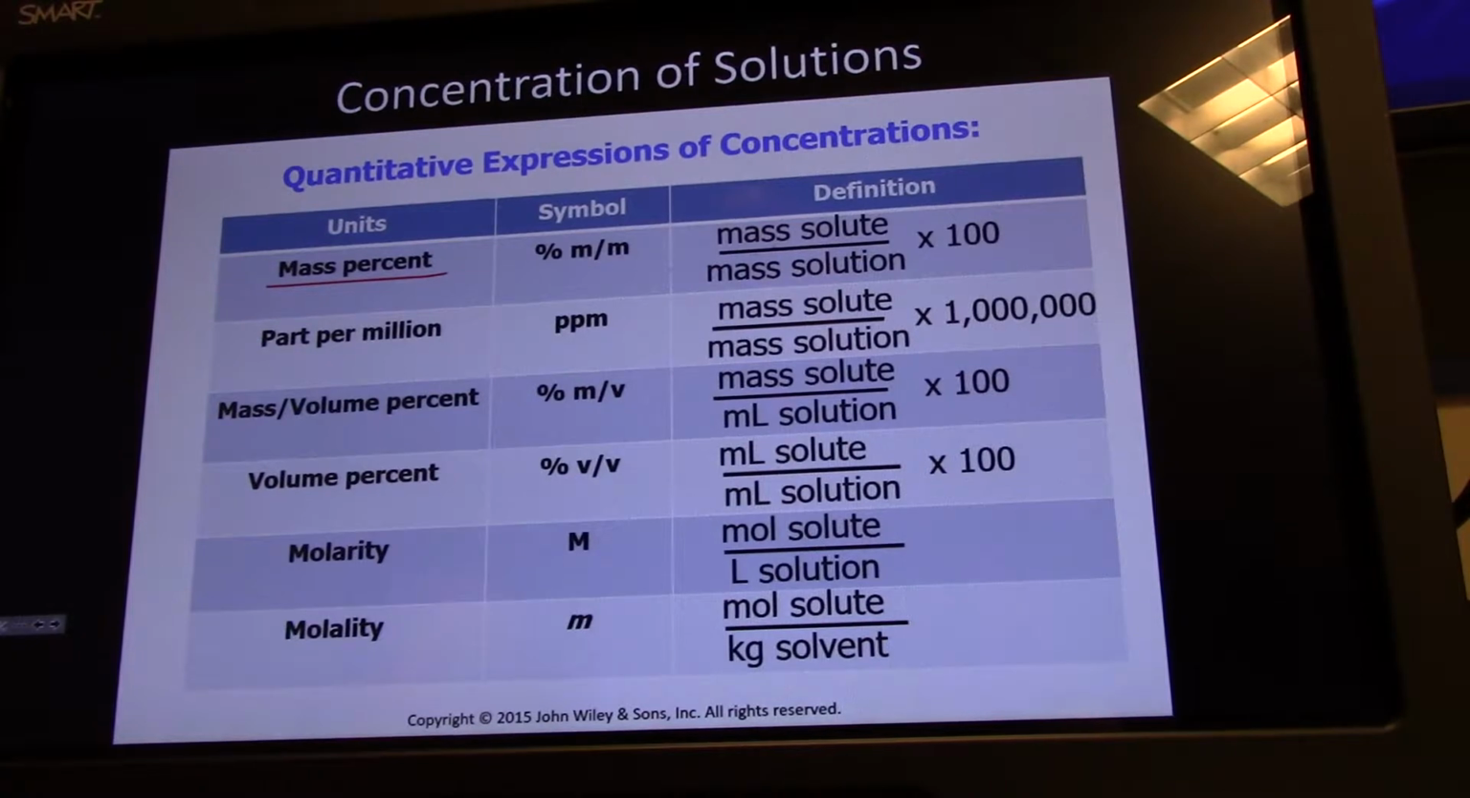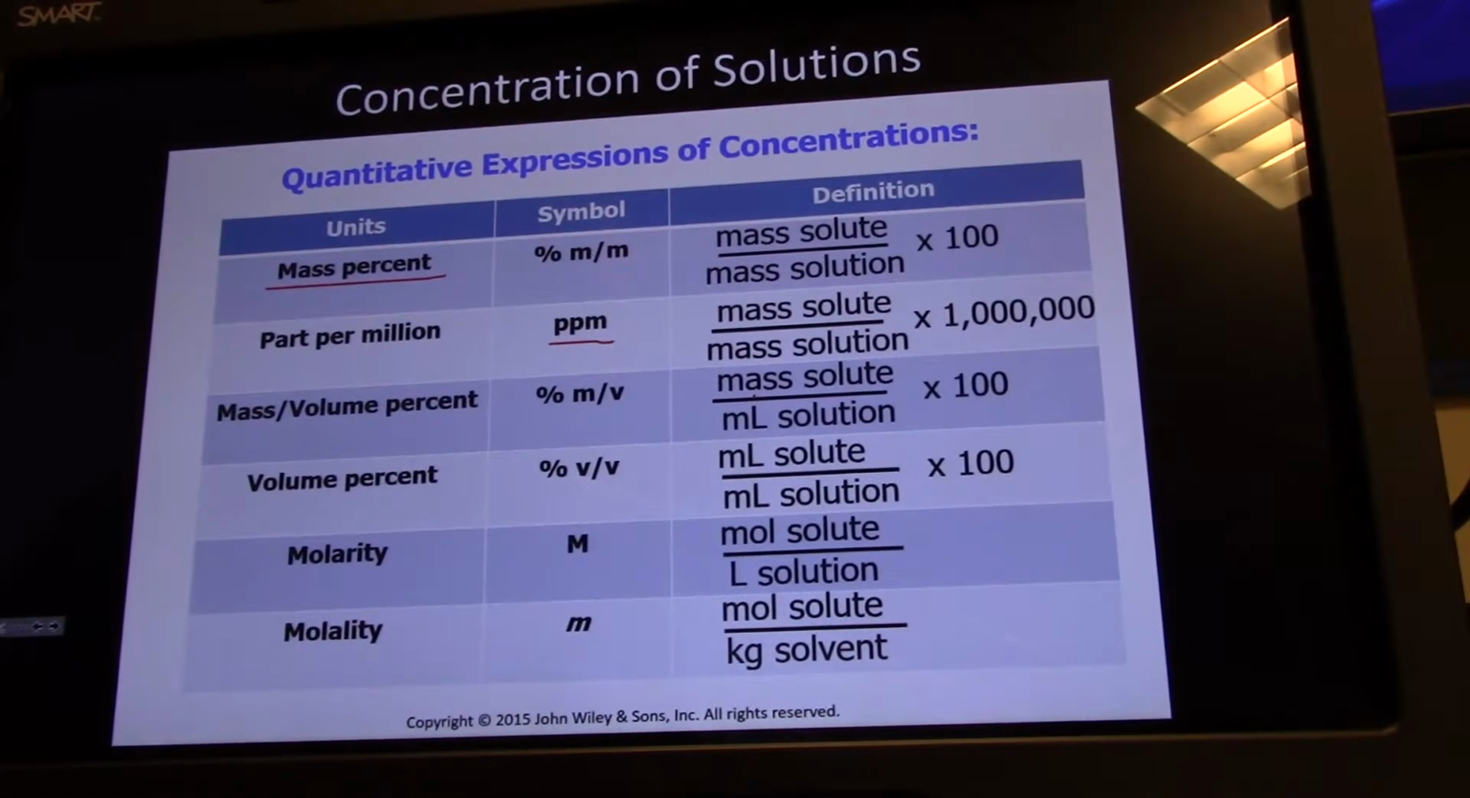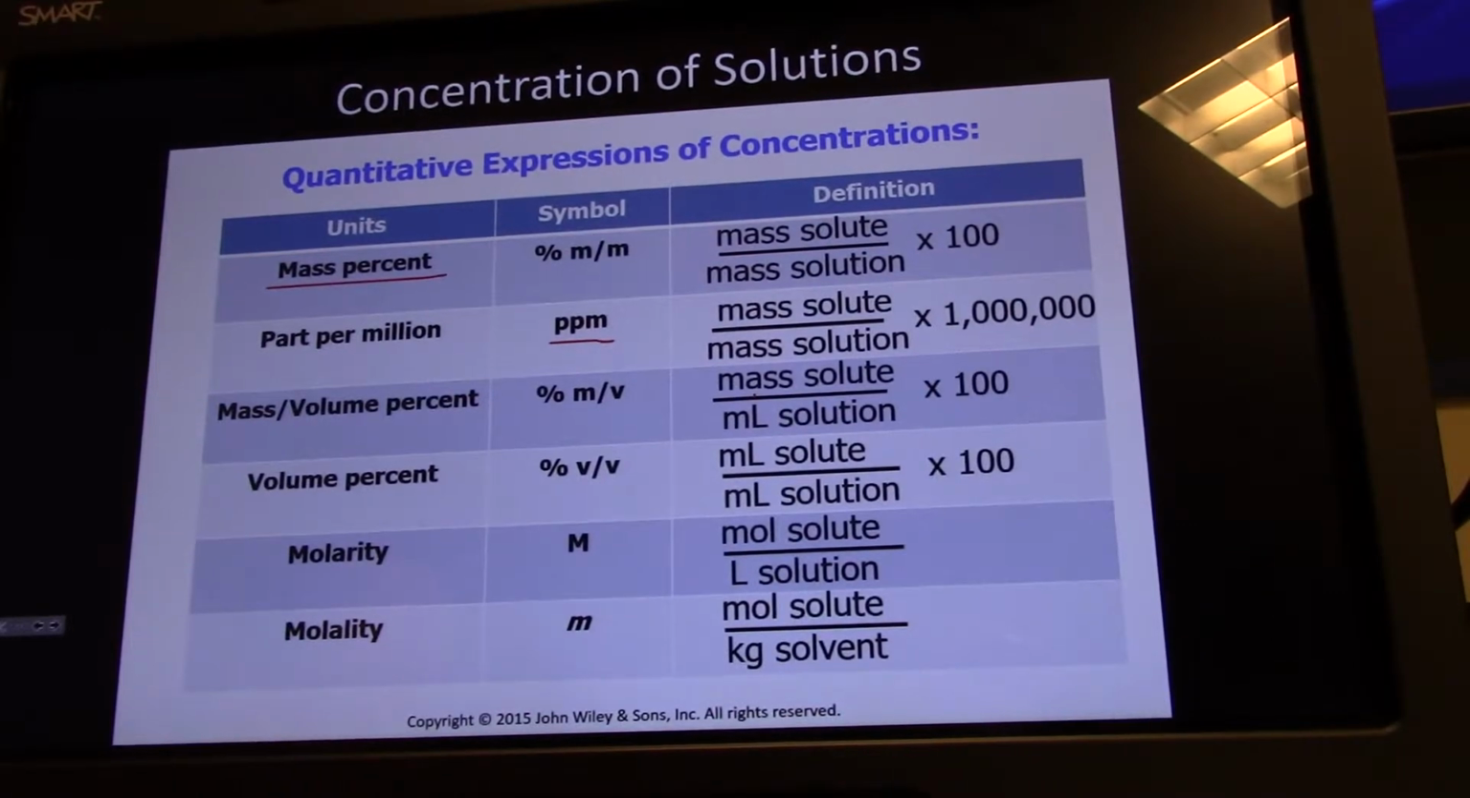And that can be mass percent, which is the mass of the solute divided by the mass of the solution times 100%. It can be in parts per million, mass of the solute divided by the mass of the solution times a million. It can be mass per volume percent, mass of the solute divided by milliliters of solution times 100%. It can be a volume percent, milliliters of solute divided by milliliters of solution times 100%. In chemistry, we always use molarity.